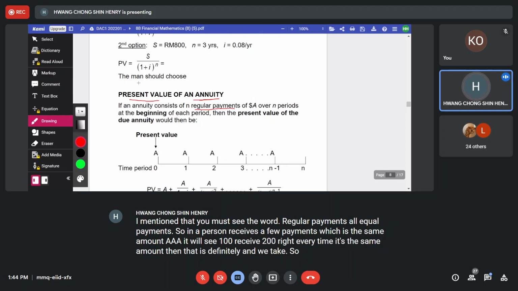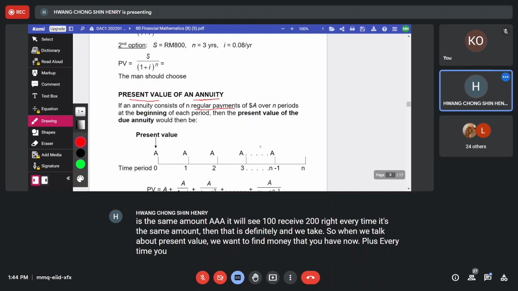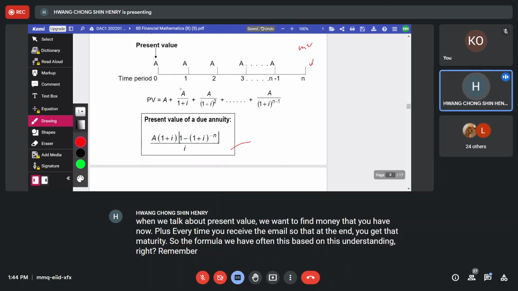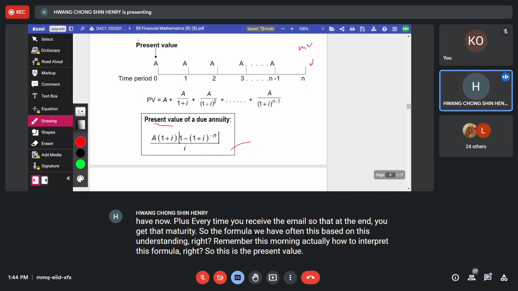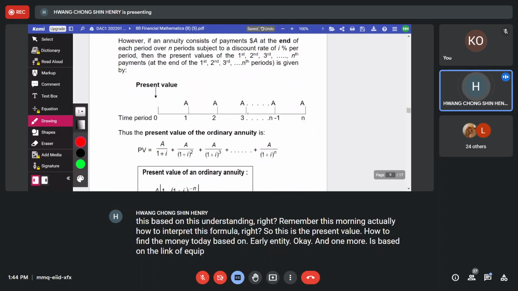So when we talk about present value, we want to find the money that you have now, plus every time you receive the A amount, so that at the end you get that maturity value. So the formula we have obtained is based on this understanding, right? Remember this morning I showed you how to interpret this formula. So this is the present value to find the money today based on early annuity. And one more is based on the late, or we call it ordinary annuity.